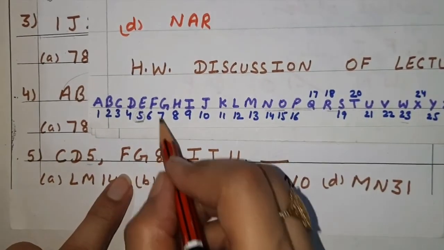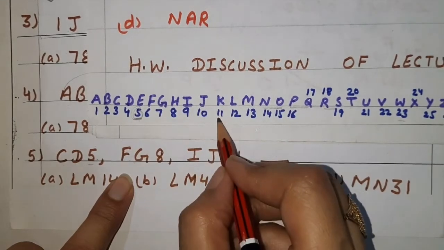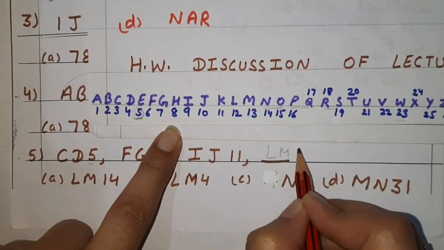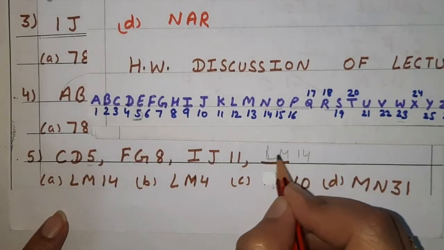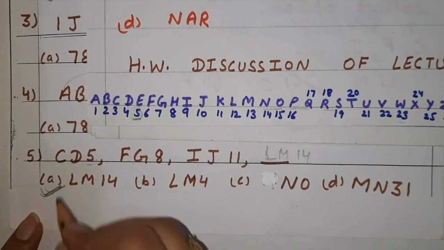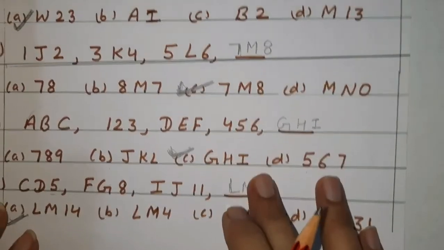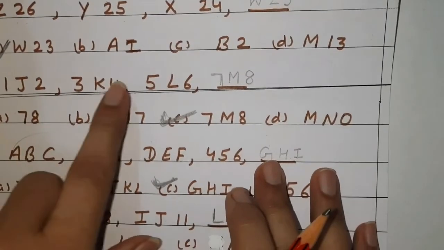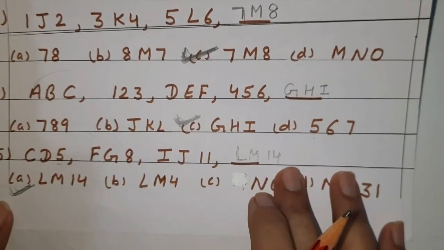Next is FG. FG 8. IJ 11. Now next will be LM 14. Option A. Got it? I hope you have got all the answers correct. 1B, 2A, 3C, 4C and 5th A.